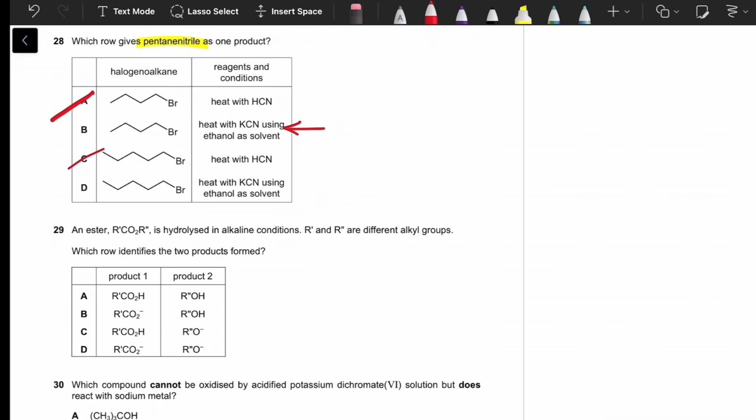Then we have to find which halogenoalkane will give us pentane nitrile. So we can count to see the difference. 1, 2, 3, 4, 5 carbons in this one, and 1, 2, 3, 4 carbons in this one.